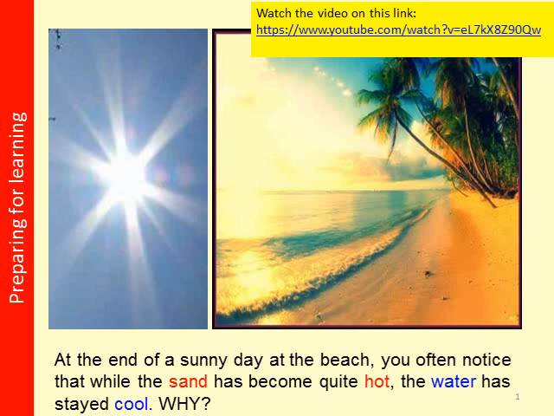So before we go any further, if you have a look at this picture, and if you think back, if you've been lucky enough to go on a holiday with a nice beach, when you're on the beach, the sand gets really hot, and you usually go in the water to cool off. They've both been under the same sun for the same amount of time, so they both had the same amount of heat energy. Why is it that they end up as different temperatures?